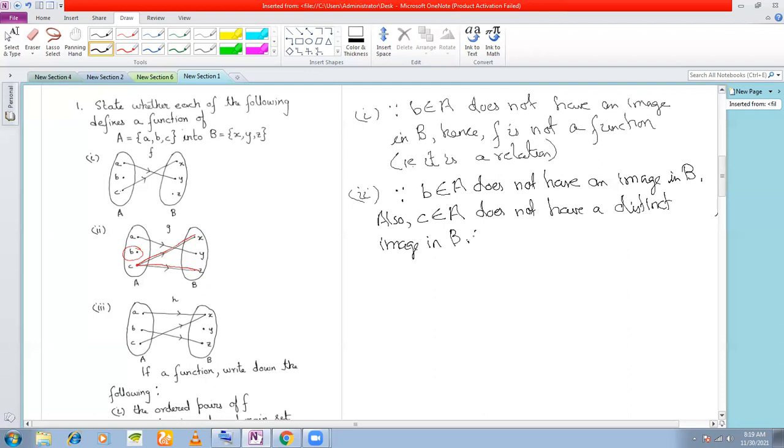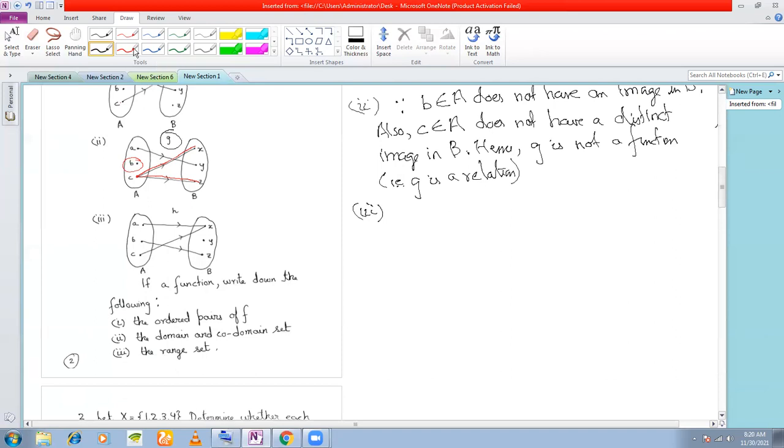Hence, G is not a function. Because see, this relation here is G. G is not a function. That is, G is a relation. Okay, third one. Is this a function? See that.